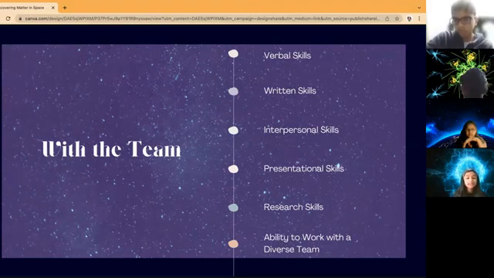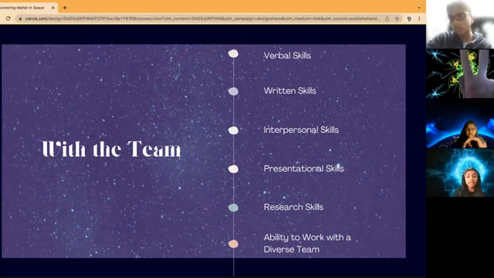You want the ability to work with a diverse team, because that's what you will be doing in the job. You'll be working with people with several other experiences and education, so you want to be able to convey all of your findings correctly.